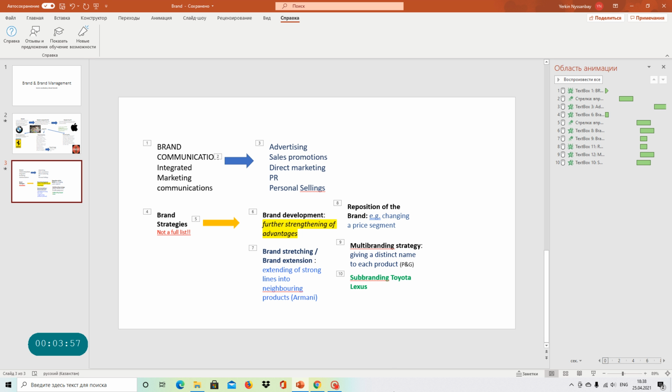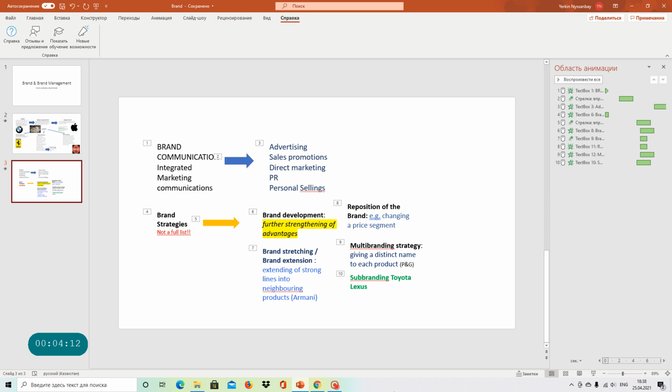Another strategy is the repositioning of the brand. We want to change our price segment, for example. We want to change our strategy. We may want to change the country of origin and so on. So we want to reposition our brand.